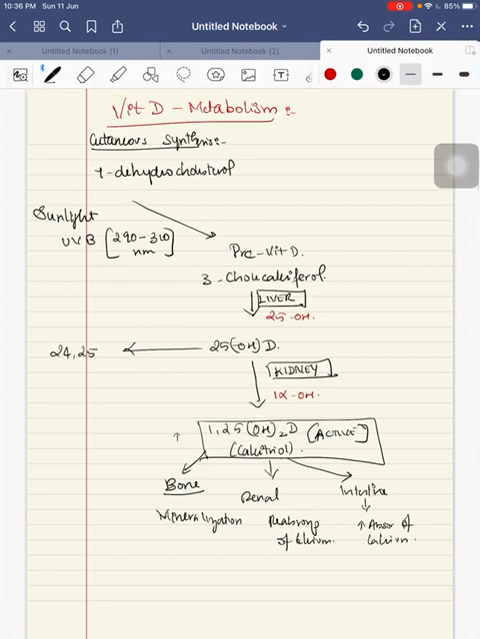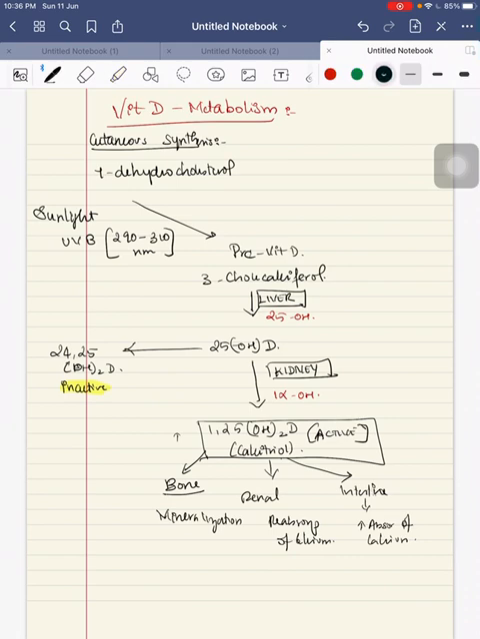So when this 1,25 dihydroxy calciferol is increased, or when it is excess in quantity, this 25 hydroxy calciferol will get converted into 24,25 dihydroxy calciferol, which is an inactive form. This is an inactive form. Okay. So this is the metabolism of the vitamin D in a simpler way.